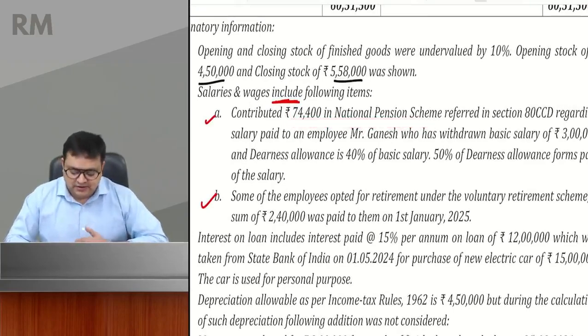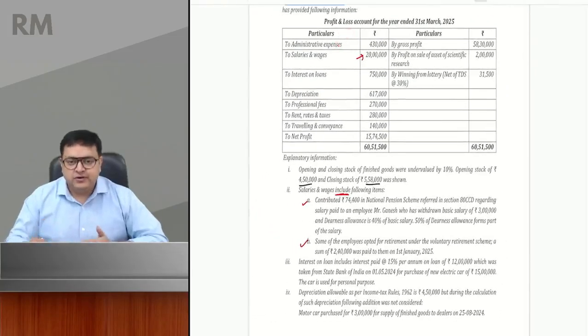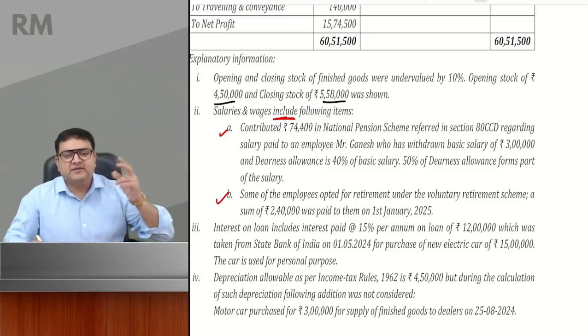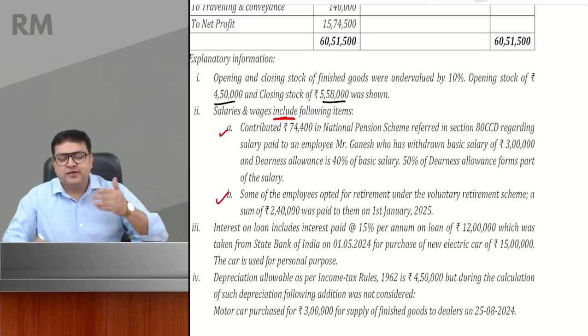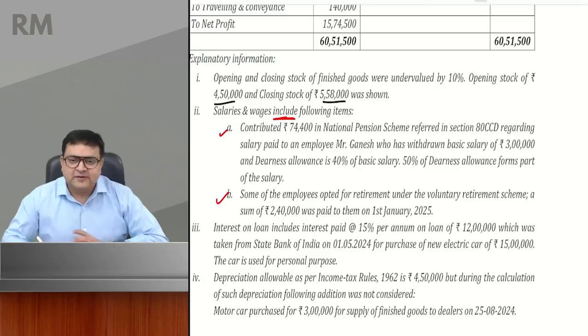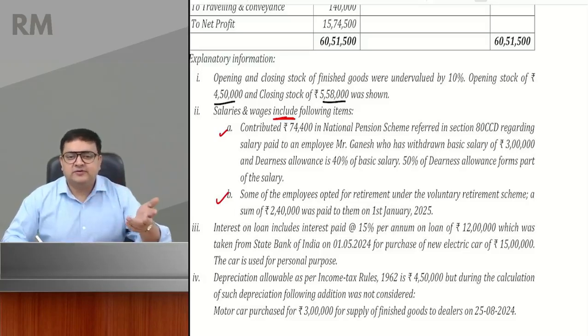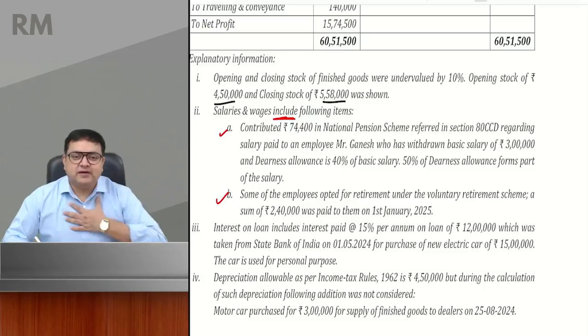What this person has done is he has contributed to the new pension scheme, national pension scheme, referred to in 80 CCD. Regarding 80 CCD we don't have to do anything, but this pension scheme is referred in CCD. So employer also contributes from his side, and employer contribution is an expense for the company. Let's say I am an employer and some of my employees are there. If there is a new pension scheme which I am following, I will be contributing something towards it. So this is my expense, and it is allowed for me under section 36.